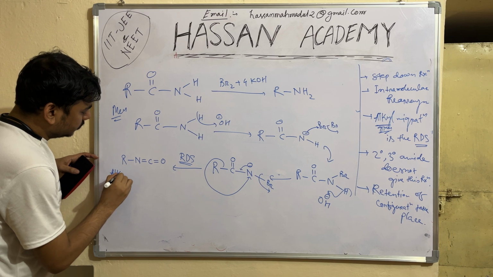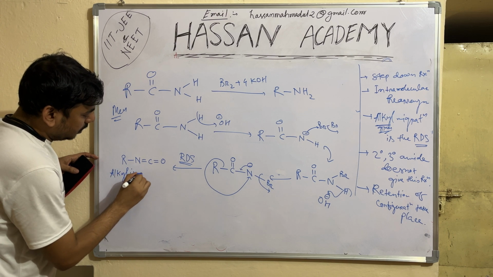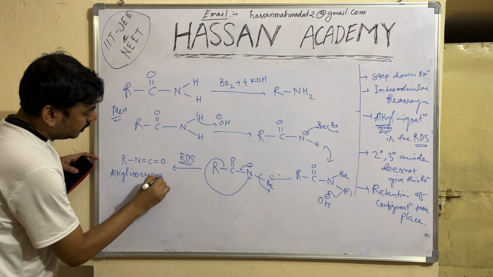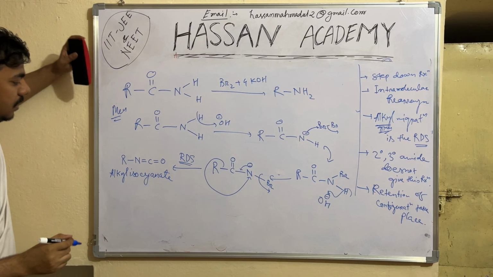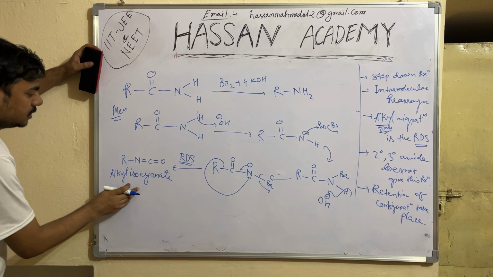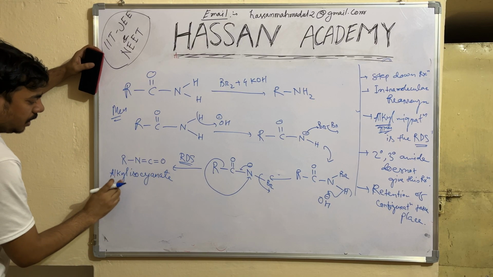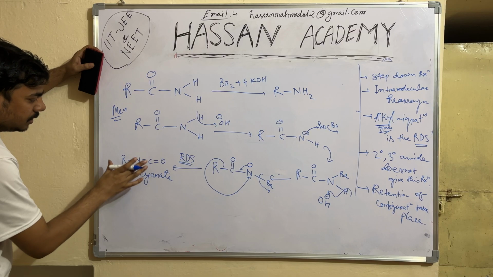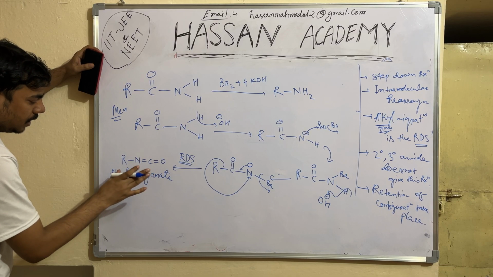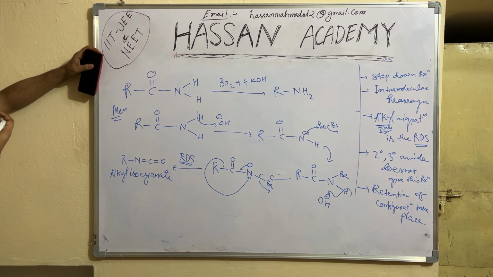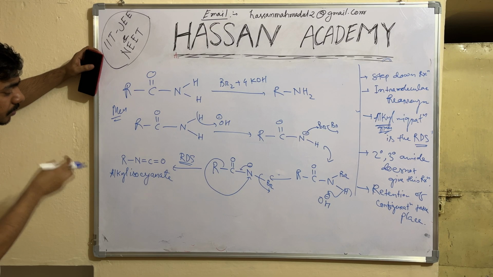Alkyl isocyanate. Isocyanate, not cyanide. Cyanide means NC. This is N double bond C double bond O. Alkyl isocyanate. Whenever you get this particular term, alkyl isocyanate, it comes in so many other mechanisms, so you have to remember those things also.